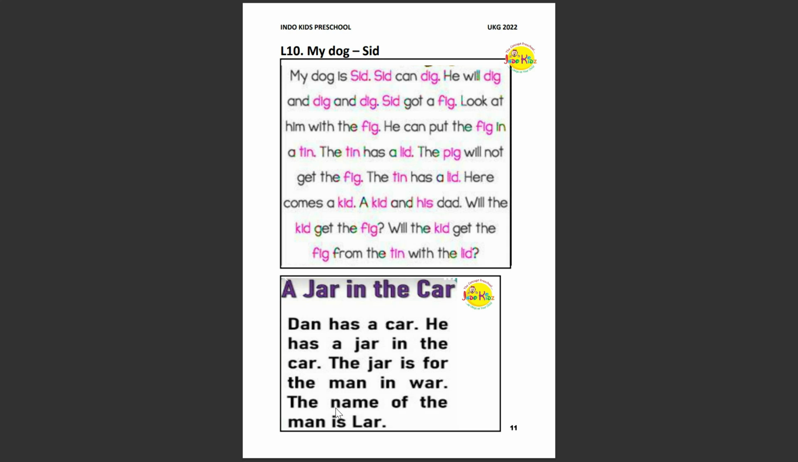There are two vowels, A and E. So A sound is long sound A. So A and E makes A. Name of the man is Lar.